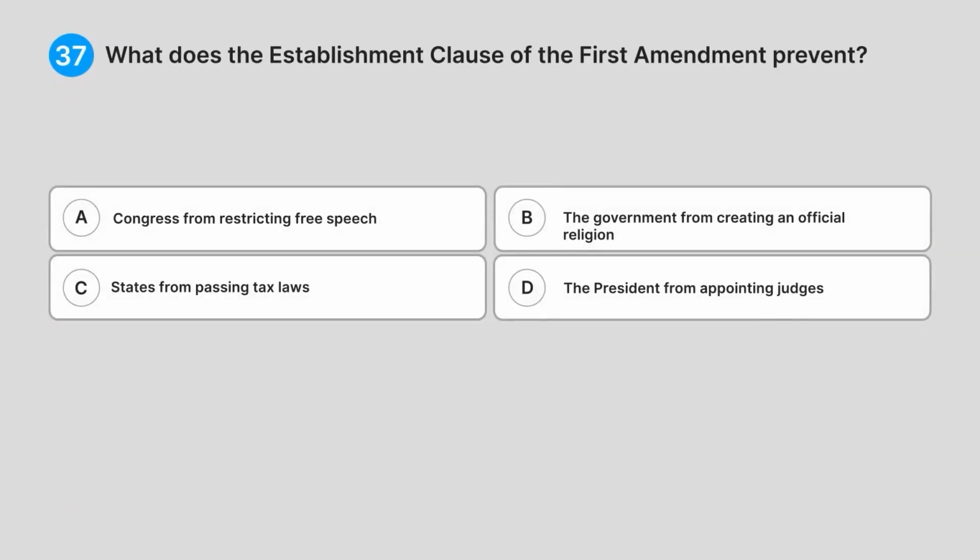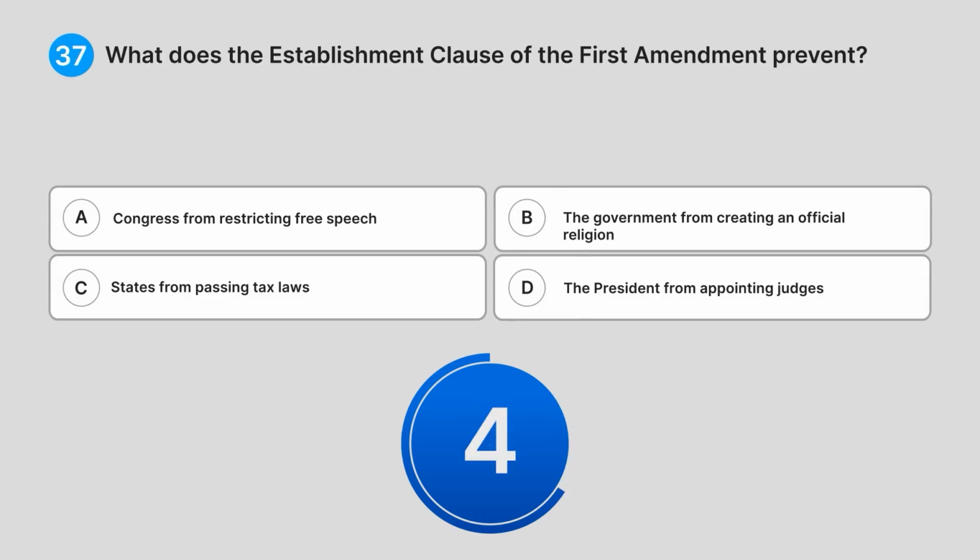37. What does the Establishment Clause of the First Amendment prevent? A. Congress from restricting free speech. B. The government from creating an official religion. C. States from passing tax laws. D. The president from appointing judges. Do you know the answer?